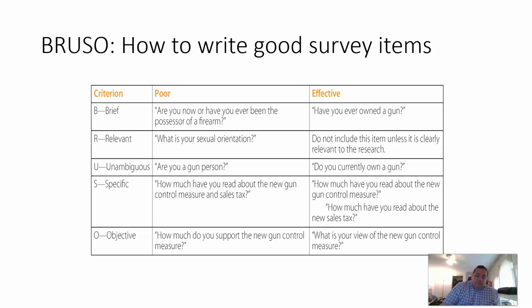Objective: how do you support the new gun control measure? You're already biased in assuming that they support it. And so, what is your view of the new gun control measure? Oh, I support it, I don't support it. So one is giving a lot more objective perception. And that's one of the ways that experimenter influence over the research can make a difference. By asking that first question, I'm already biasing it.